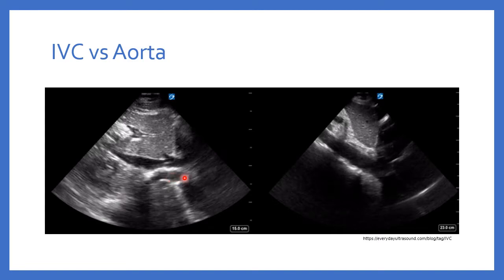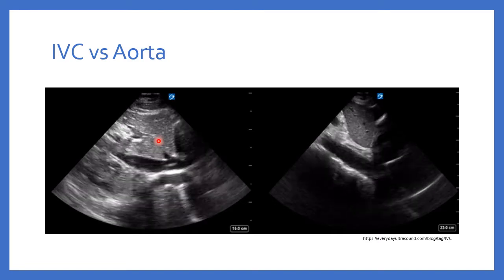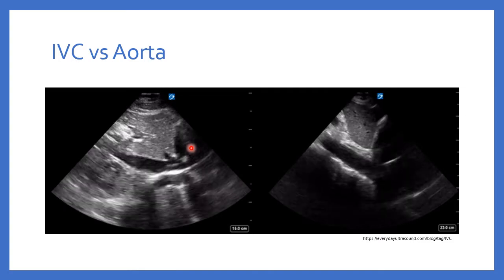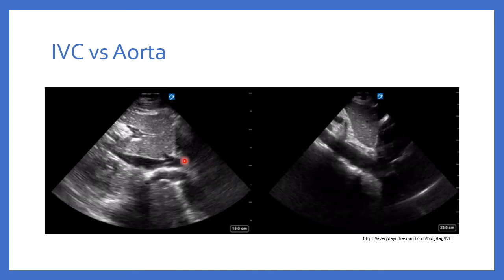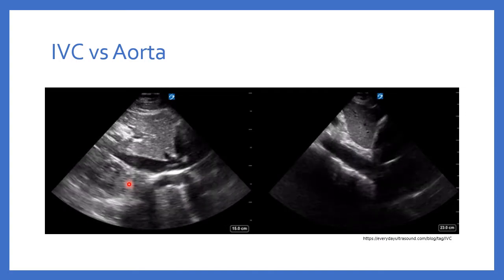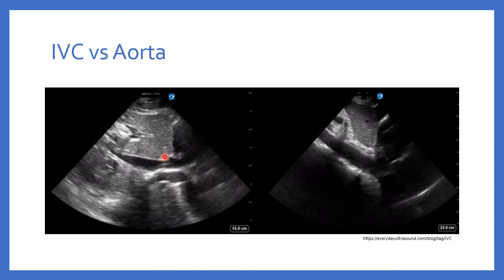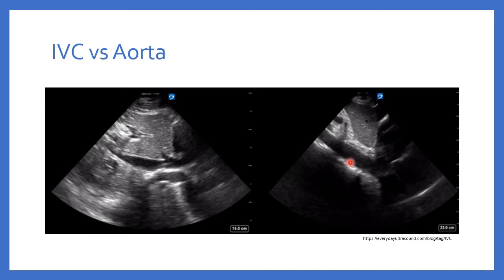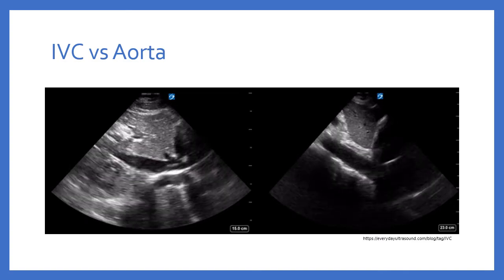The IVC has a thinner wall, as you can see. You can see the hepatic vein emptying into it, and you can truly see it emptying into the right atrium here. It's also within the liver, so you can see liver on each side of the IVC, whereas here you see the border of the liver and the aorta underneath. So don't get those two things confused.